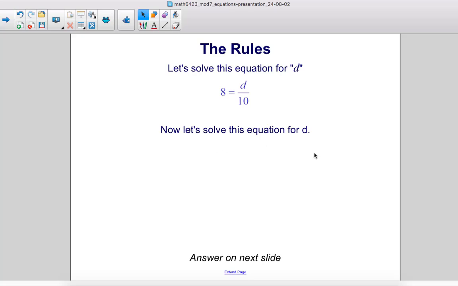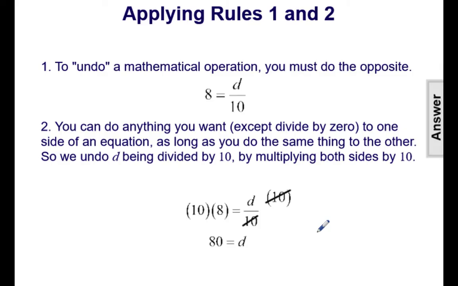Now, let's solve this equation for D, applying rules 1 and 2. Rule number 1 says to undo a mathematical operation, you must do the opposite. So here we have an equation 8 equals D divided by 10, and we're trying to solve for D. So we need to think of the opposite operation of dividing by 10, since we're trying to undo the dividing by 10. Rule number 2 says that you can do anything you want except divide by 0 to one side of an equation as long as you do the same to the other.